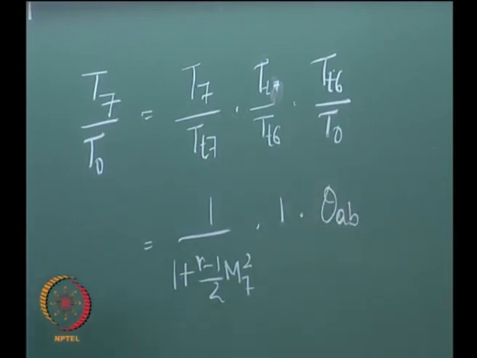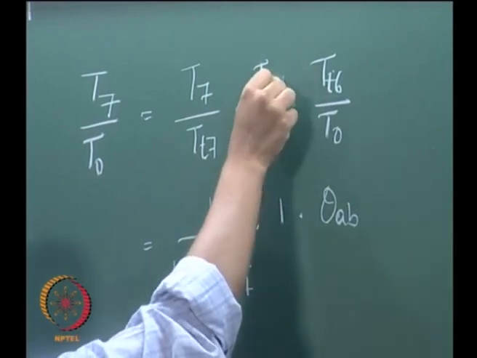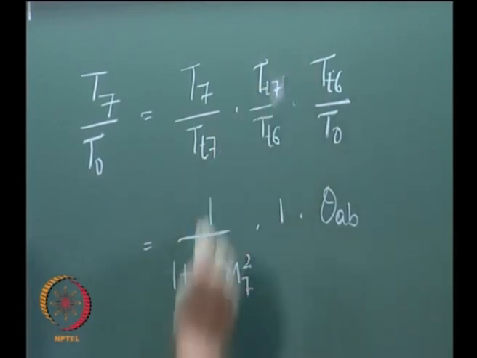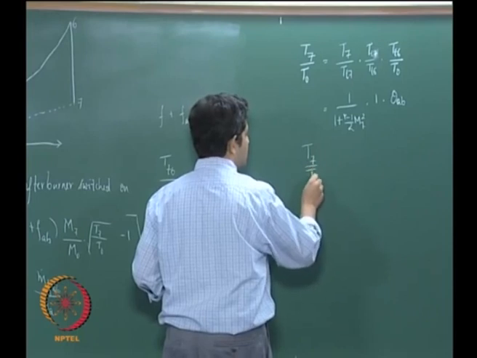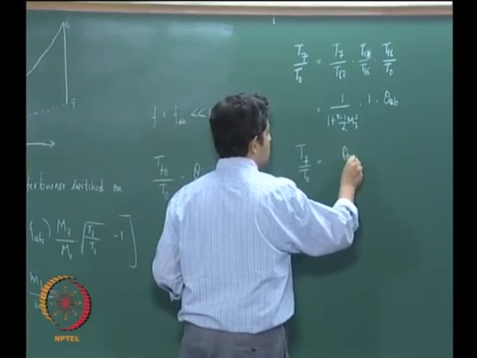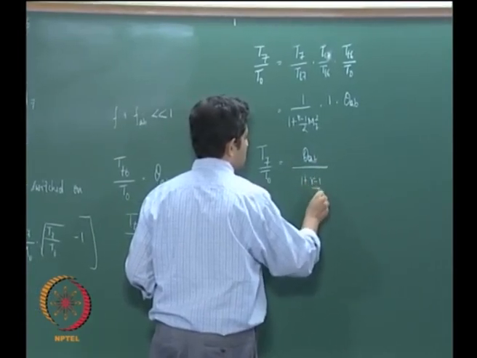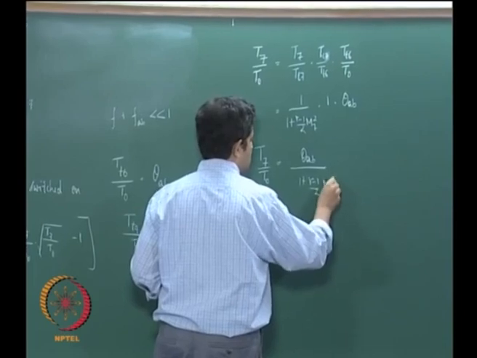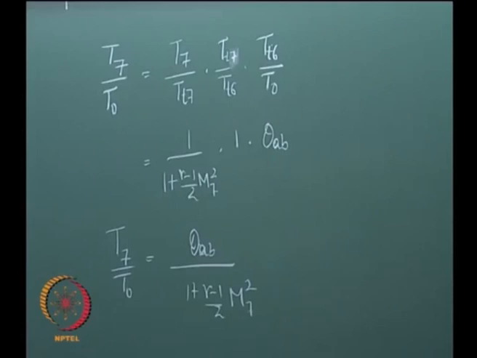So, I get T7 by T0 as equal to theta AB by 1 plus gamma minus 1 by 2 M7 square. Now, we need to do cascading of pressures to get the other parameter.